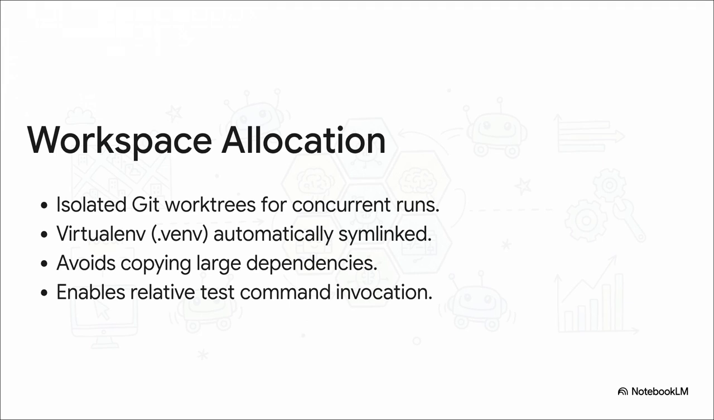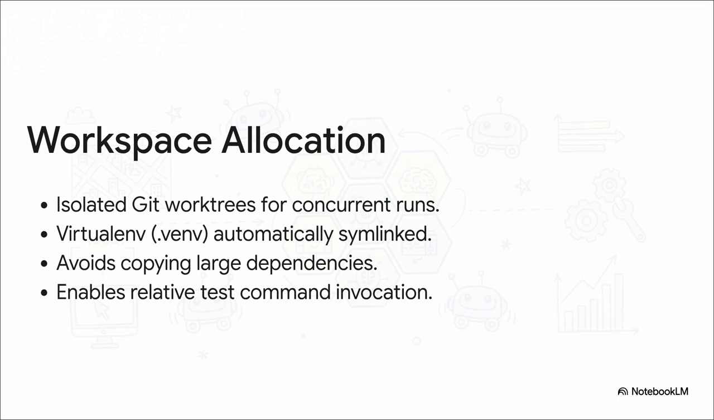To start, it leverages isolated Git work trees for concurrent runs. This means Worker 1 is never going to accidentally overwrite Worker 2's files. They are safely sandboxed. But here is the really clever part. If you're constantly creating new work trees, you definitely do not want to copy a massive Python virtual environment with gigabytes of dependencies every single time. That would grind your machine to an absolute halt.